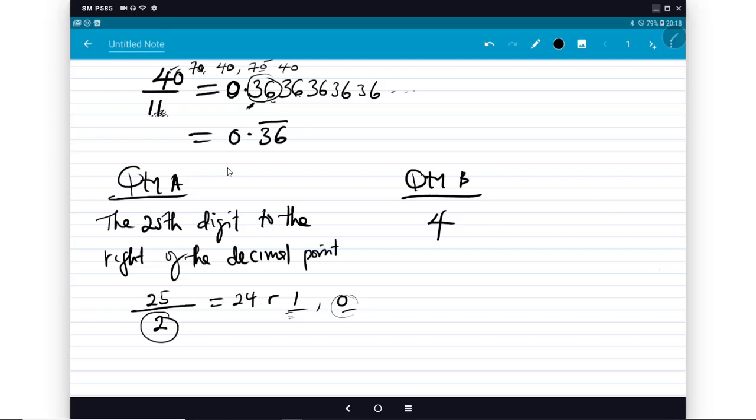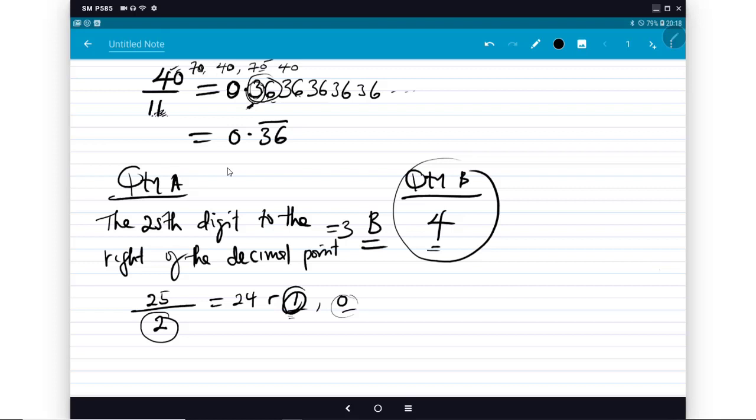Alright? So that's what we can do to get the 25th digit. Since our remainder is 1, that will be the first of the repeating digits, which is going to be 3. That means this is 3. Okay, and quantity B says 4. That means our quantity B will be greater. So the answer will be B.